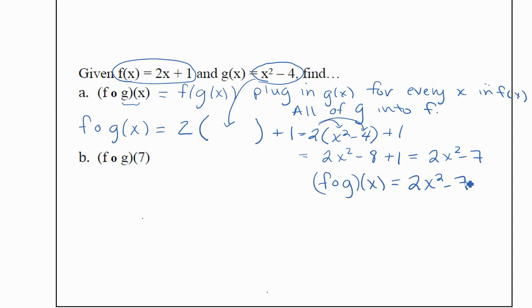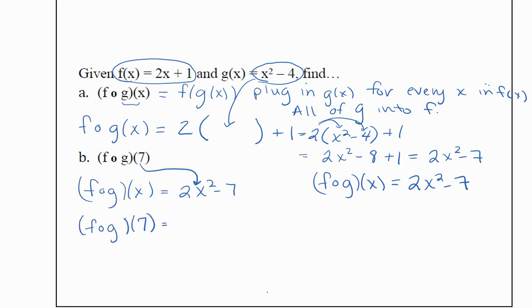The next part asks for f composed with g of 7. We already found that f composed with g of x was this function. Now this just means we're going to plug 7 in for x. So f composed with g of 7 will be 2 times 7 squared plus 4, which is 2 times 49, plus 4, which gives us 91.